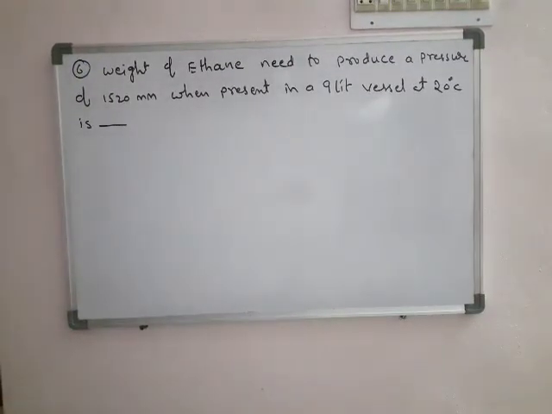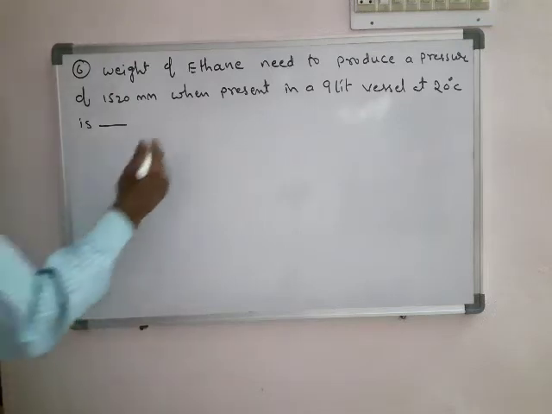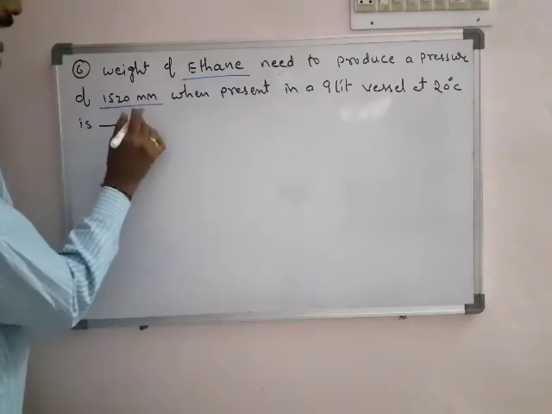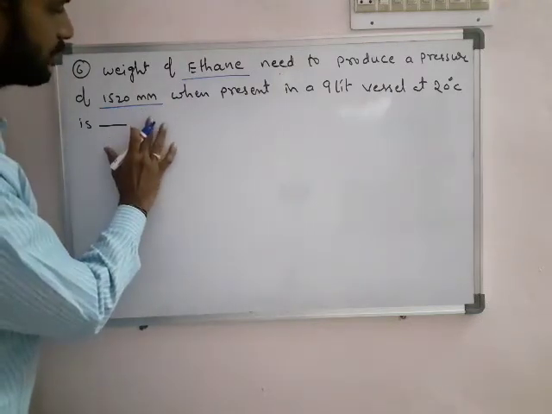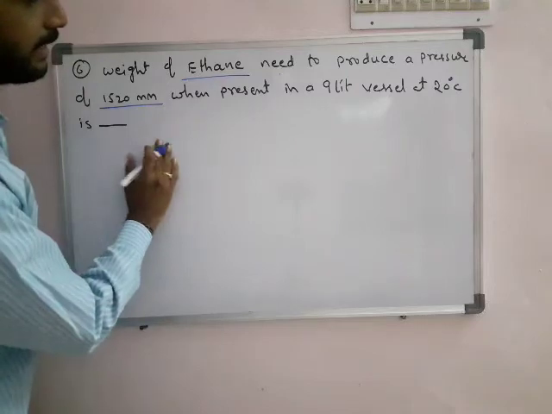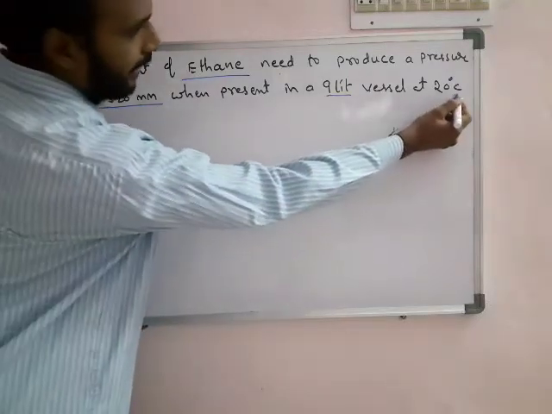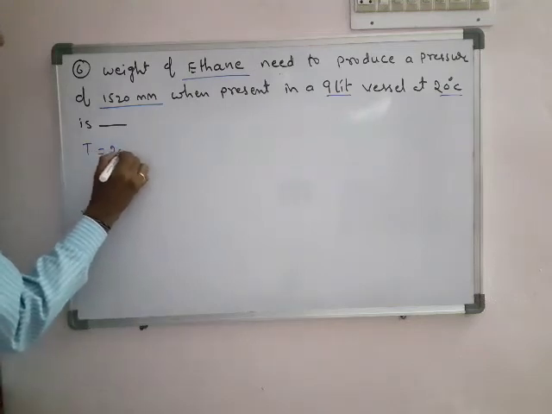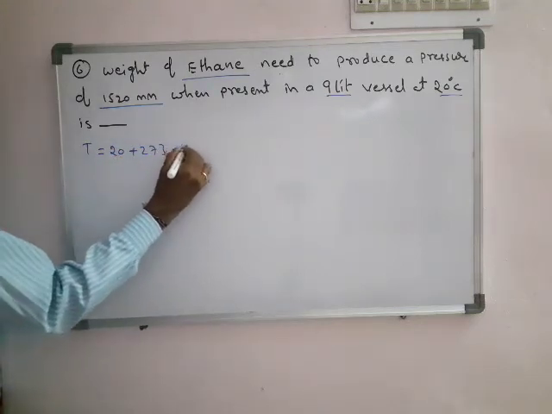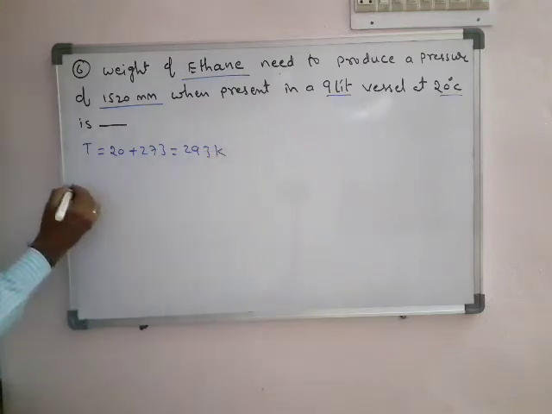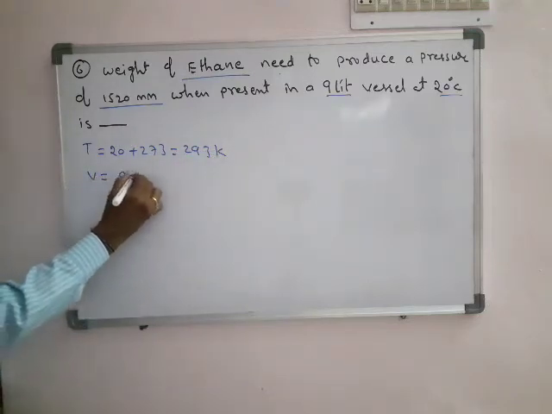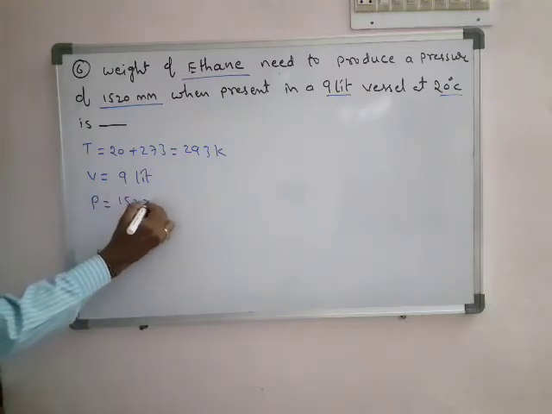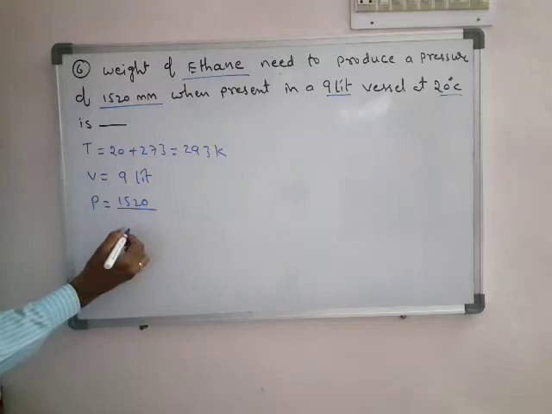Okay, see. Find the weight of ethane needed to produce a pressure of 1520 mm when it is present in a 9 liter vessel at 20 degrees Celsius. Here the pressure is given in terms of mm. I mean, what are the terms given? Temperature, what is the value? So what is the pressure? So mm. So we need to convert it into atmosphere.